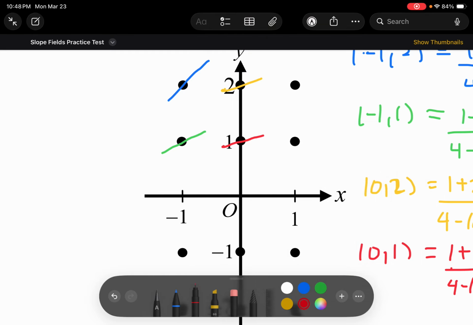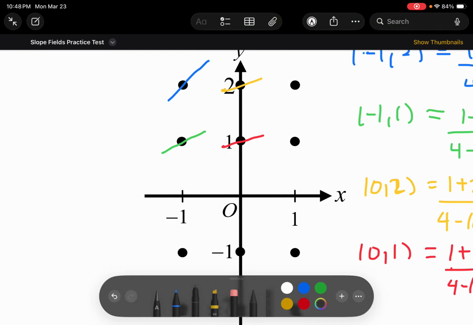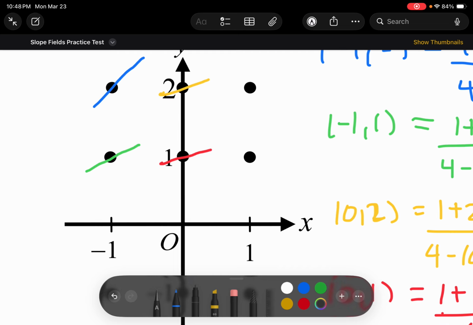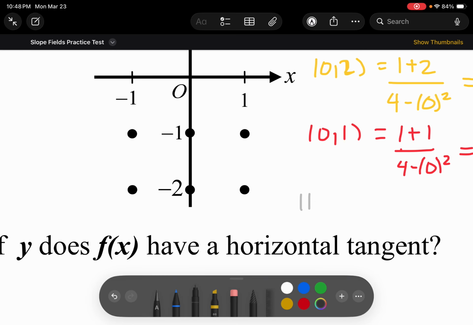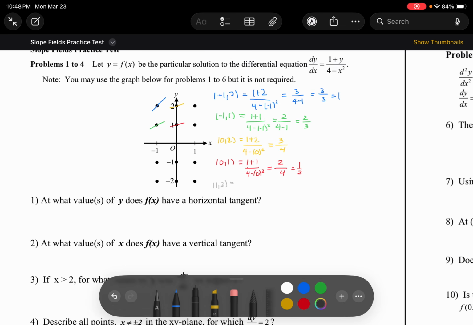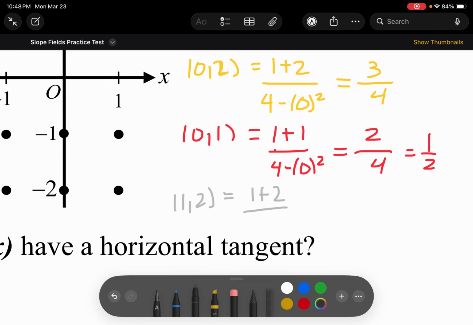And then I'm going to change the color. Let's do gray. Now we're going to do this point. We're going to do 1, 2. 1 plus y, 1 plus 2 over 4 minus 1 squared. 1 plus 2 is 3. 4 minus 1 squared is just 4 minus 1, so 4 minus 1 is 3. It's going to be a slope of 1.